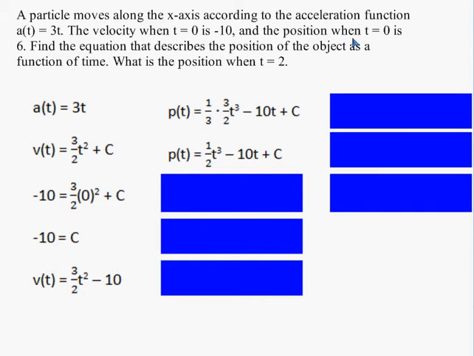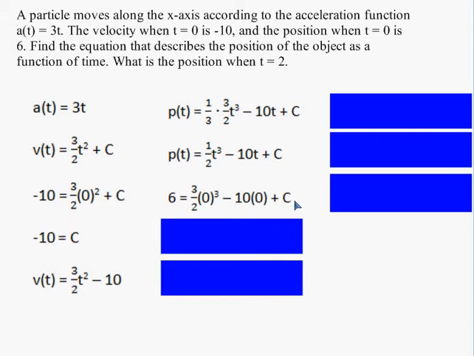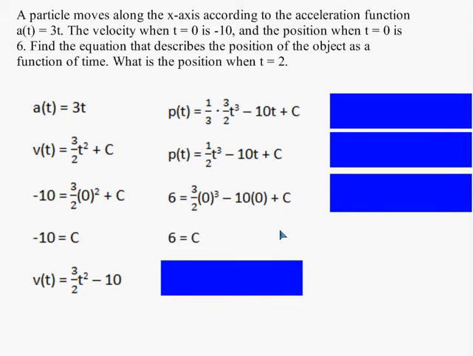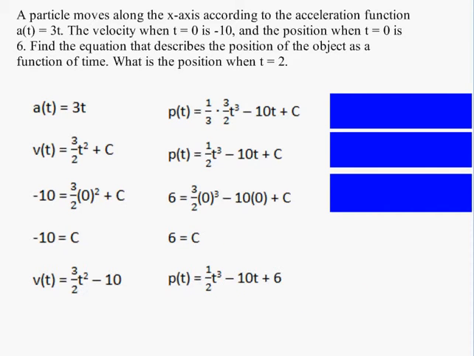And looking at the directions here, the position when t equals 0 is 6. So we can put 6 in for the position when we put 0 in for t. That quickly tells us that c will end up equaling 6. And we can write our position function. So this is the answer to the first part. It says find the equation that describes the position of the object as a function of time. We just did that. Now we want to find the position when t is 2.